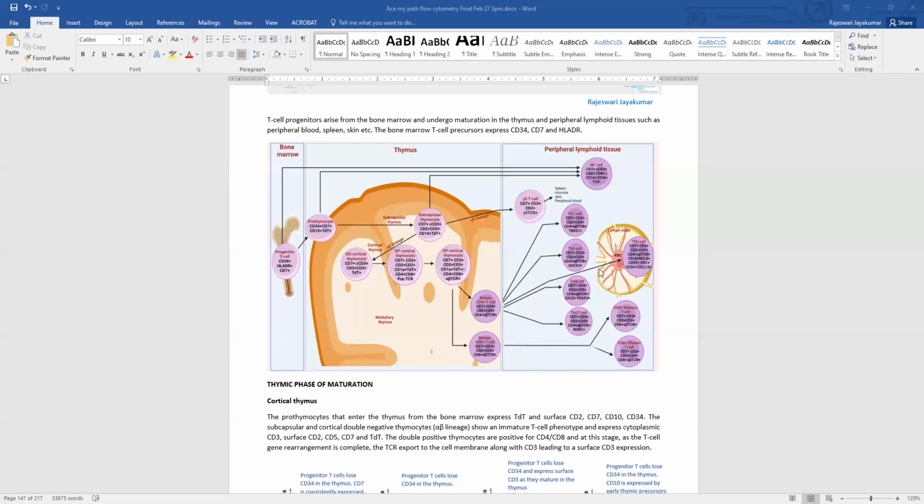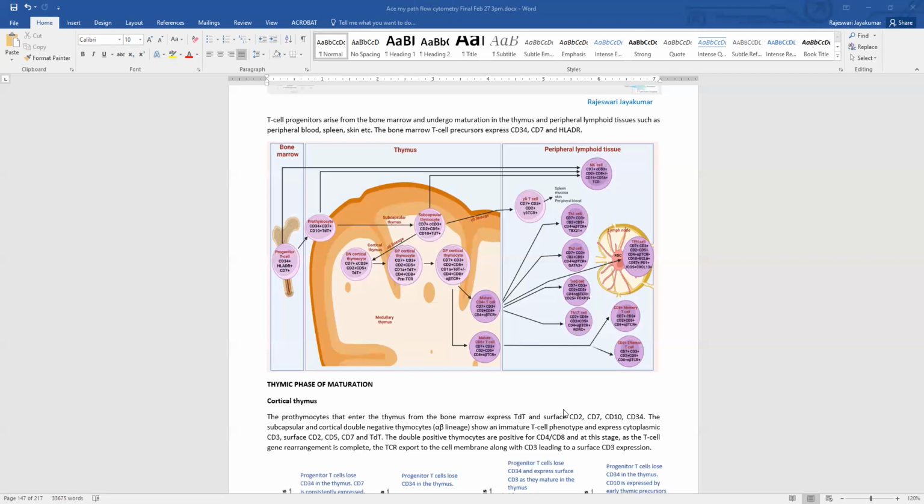Then a subset becomes T regulatory cells and expresses CD25 and FOXP3, and the neoplasm arising from these cells is adult T cell leukemia lymphoma, ATLL, which also expresses CD25 and FOXP3. A subset becomes T helper 17 cells. So these are all the subtypes that eventually mature from the mature CD4 positive T cells.